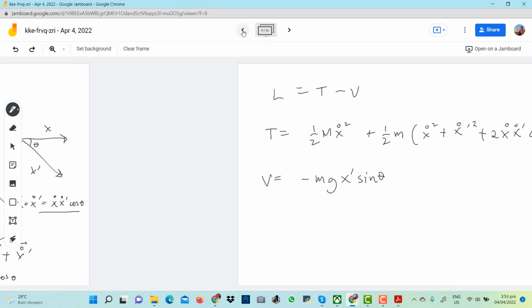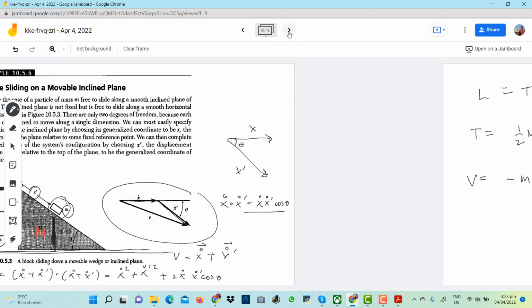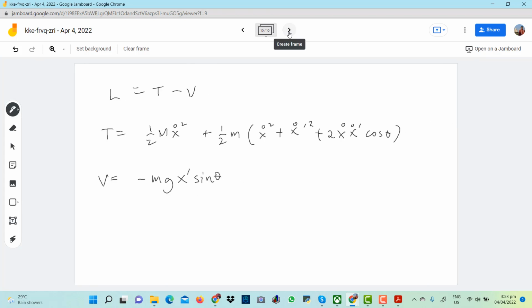Consider that the origin is here. There's no potential of the inclined plane because M has no height. Consider M as having no height from the ground, so the potential energy is zero, while the small particle m has a potential energy equal to minus mg x prime sine theta.